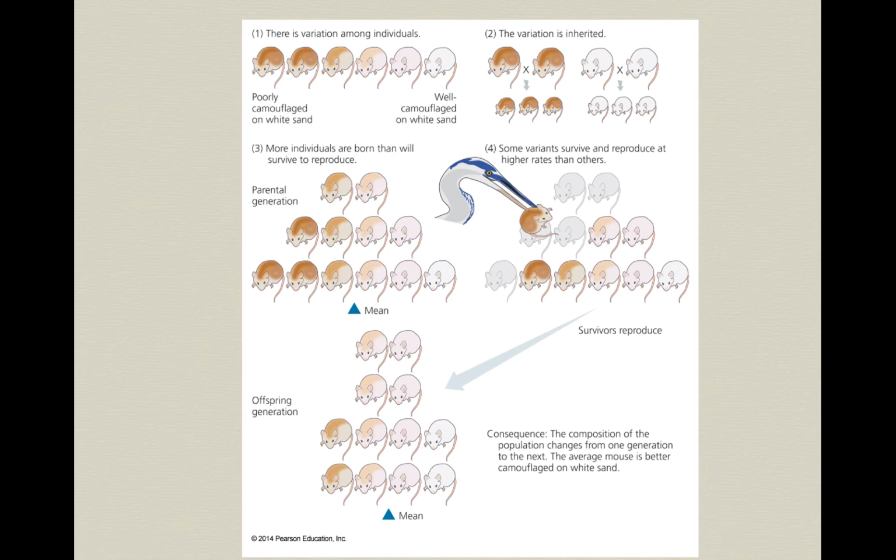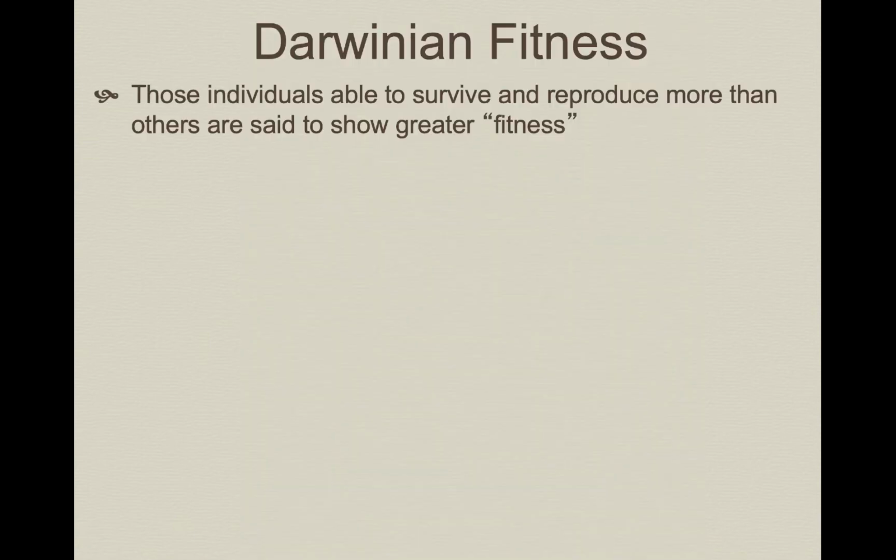So again, natural selection is providing the filter that allows us, if we know what that filter is and it's consistent, to predict how this population will change generation after generation. So let's introduce some evolutionary terms. The individuals that I've been describing as having higher survival and reproductive success, in evolution we say that these individuals show greater fitness.